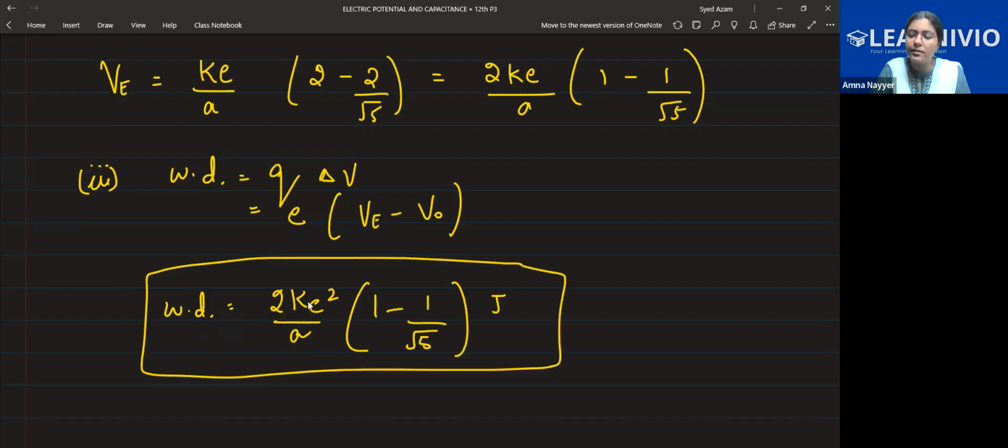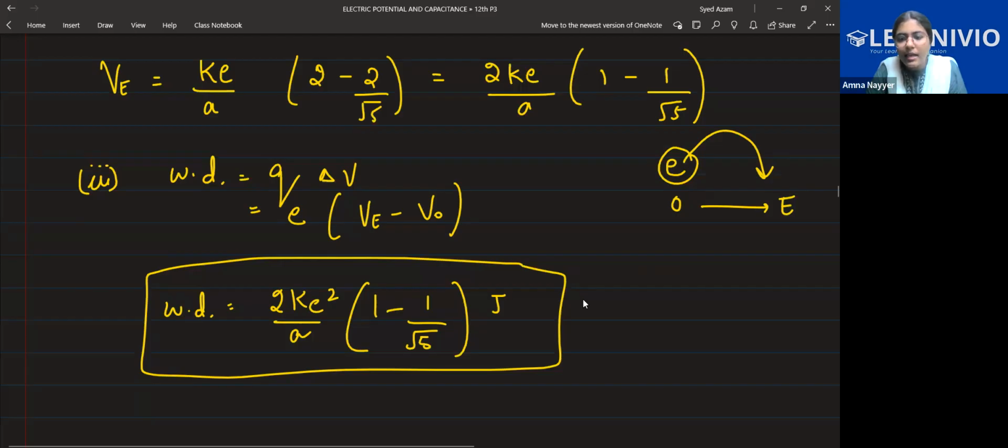What did I do here? See, charge into change in potential is our formula, right? An electron is moved from O to E. So our formula is charge into change in potential. Charge is electronic charge E, VE minus VO. Now what is VE? VE is what we have calculated, 2ke by A, 1 minus 1 by root 5. This one is VE. VO was 0. Remember, at the center? So this term is 0 already.